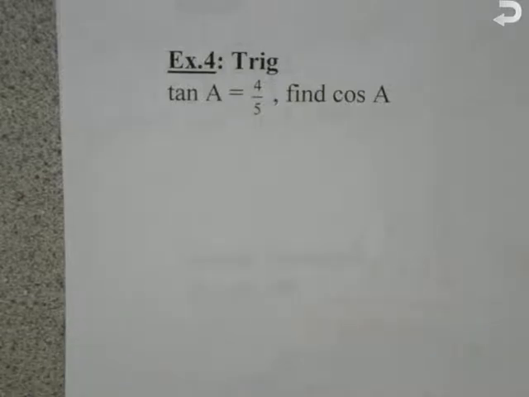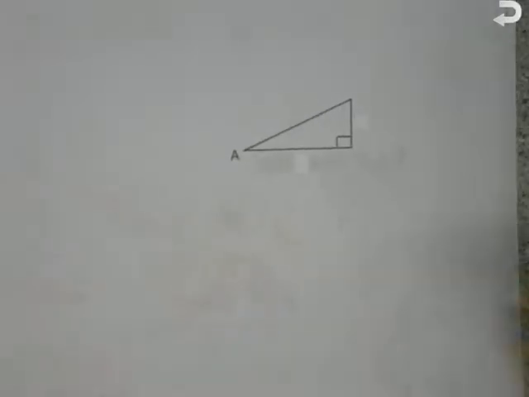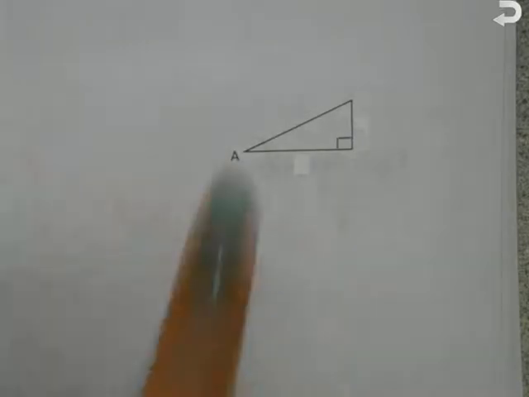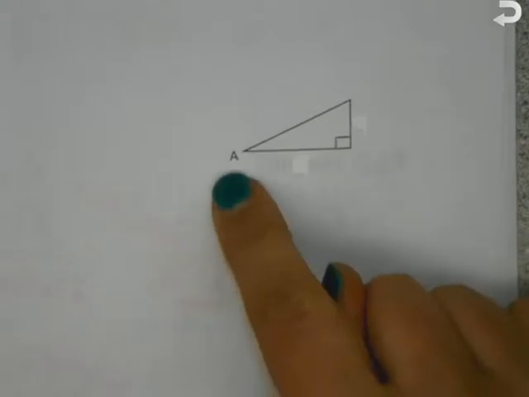Okay? So the tangent of A is 4 over 5. Find the cosine of A. Here's the triangle. All blank, except for I tell you where A is. I get it. Got it. Okay? So your triangle is totally blank, except I tell you where A is.